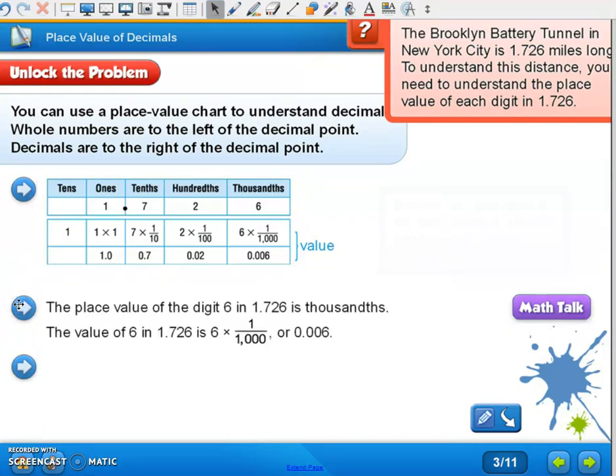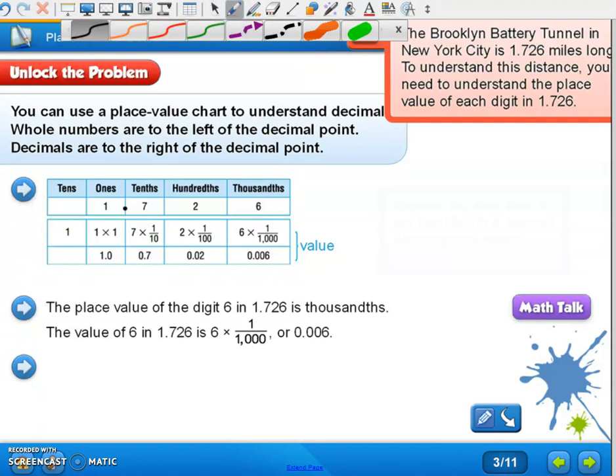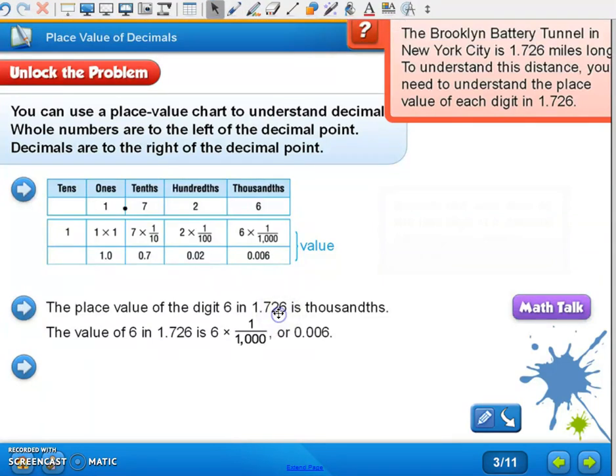The place value of the digit 6 in 1.726 is thousandths. So this 6 is in the thousandths place. The value of 6 in 1.726 is 6 times 1/1,000, or written as a decimal, 0.006. Again, this is the ones, tenths, hundredths, thousandths.